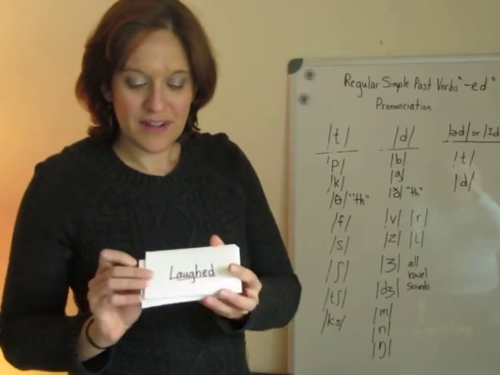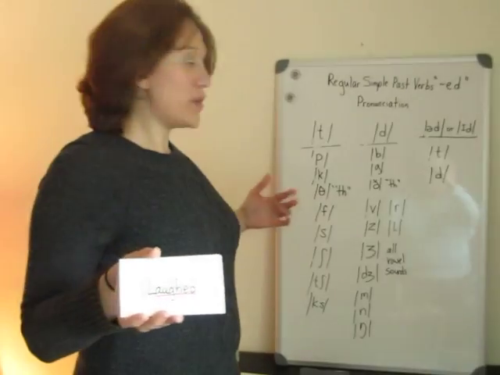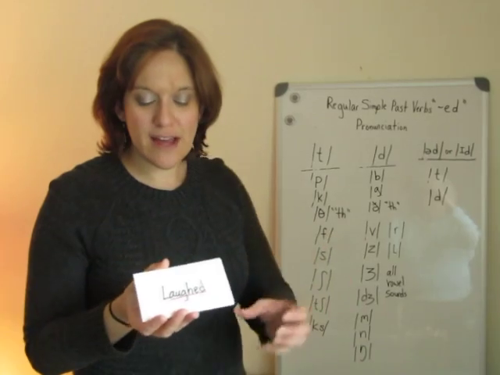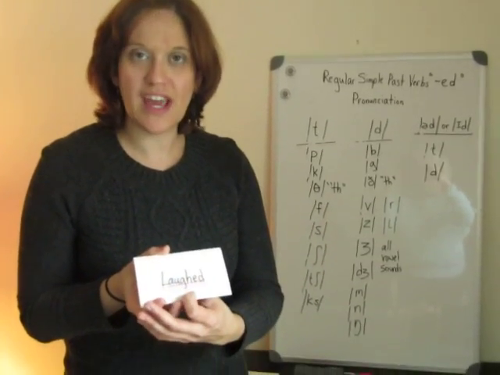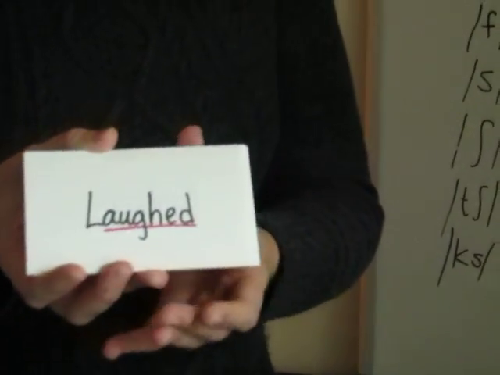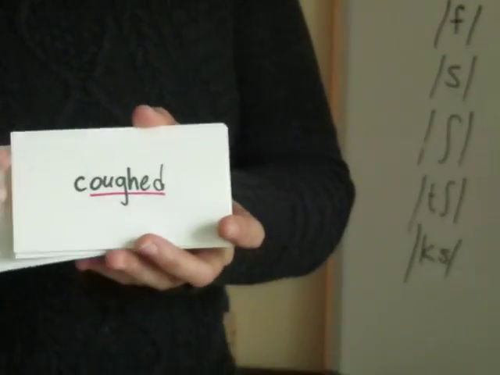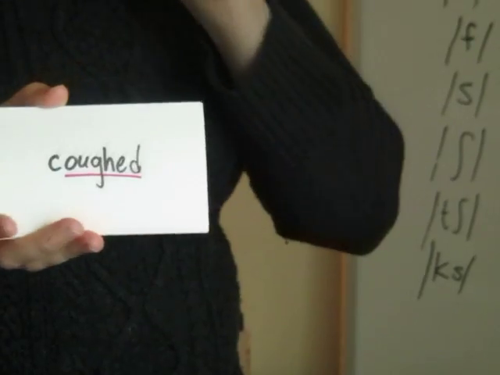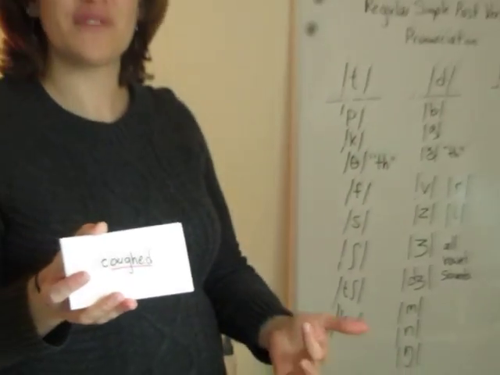Now careful. It's not always spelled with the letter F. This f sound can also be present in A-U-G-H as a spelling. So as in laughed. He laughed at the joke. Or he coughed. O-U-G-H. Cough.